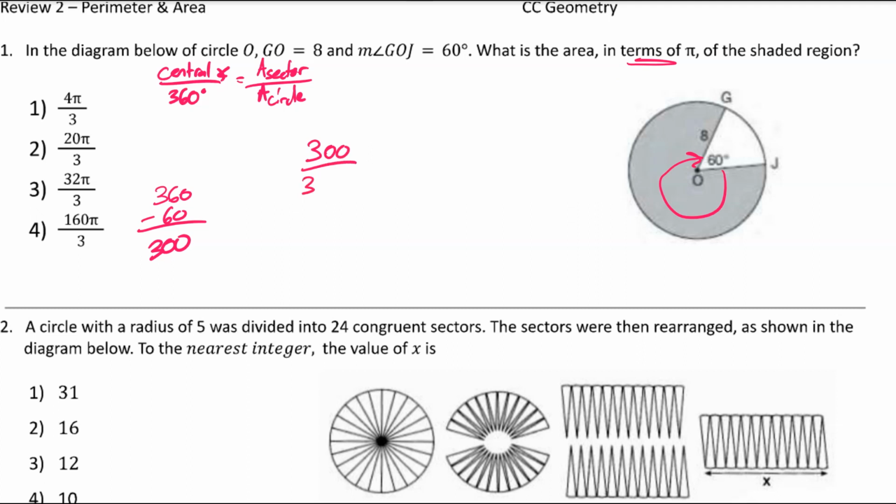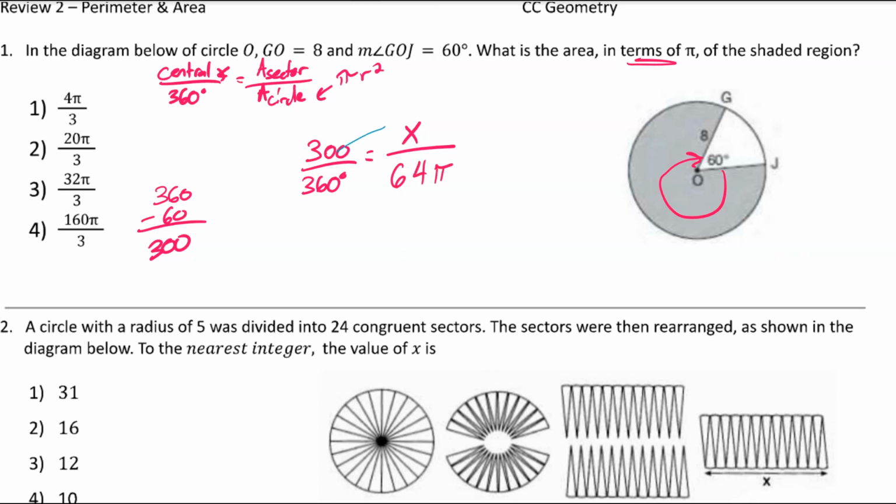300 divided by 360 is equal to the area of the sector, which is what I'm looking for, divided by the full area of the circle. Remember that the formula for the full area of a circle is pi times my radius squared. In this case, my radius is just 8. So you could write that as pi times 8 squared, or if you know that 8 squared is 64, you could write that as 64 pi.